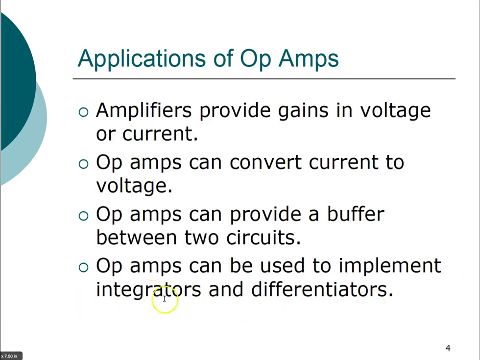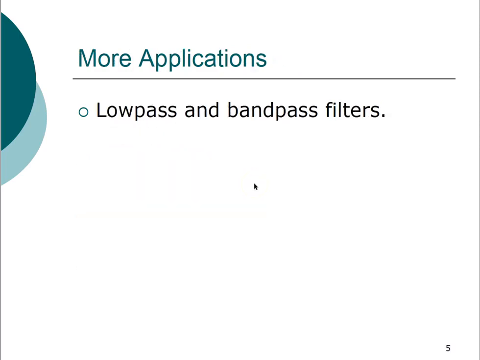As I said in the previous slide, you can use different combinations of electronic components to create the op-amp. The integrator is one of those combinations, in which you use capacitors and resistors to create an integrator. We are going to study the integrator and differentiator in detail in the coming lectures. Other applications: the op-amp can be used in making filters, and low pass and band pass filters can be created using the operational amplifier.